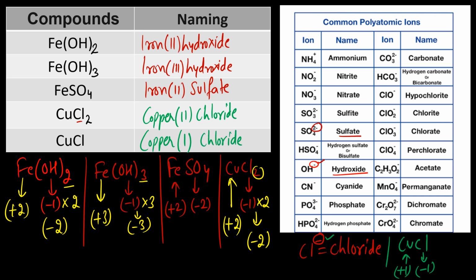So this is all about the naming of ionic compounds with metals that have fixed charges and metals that have variable charges. So hope you are getting it.